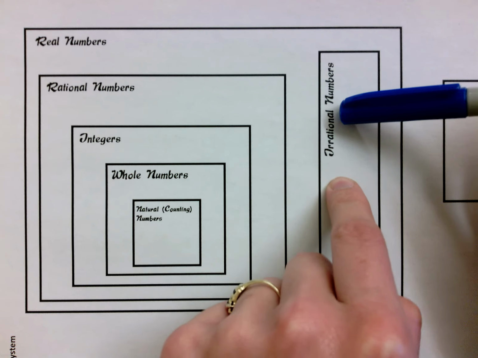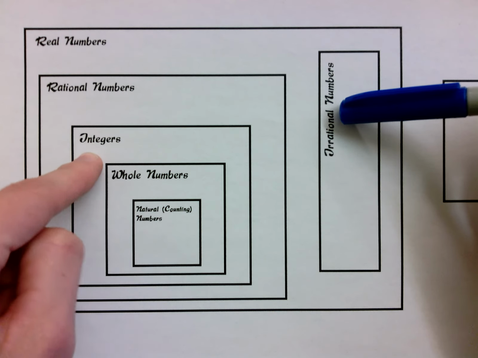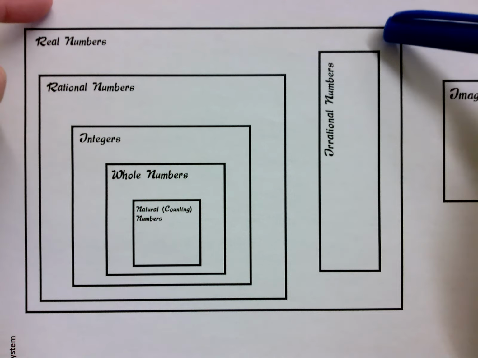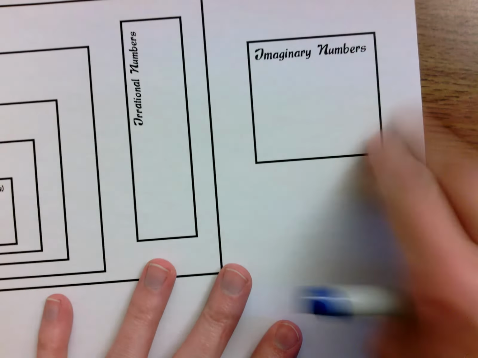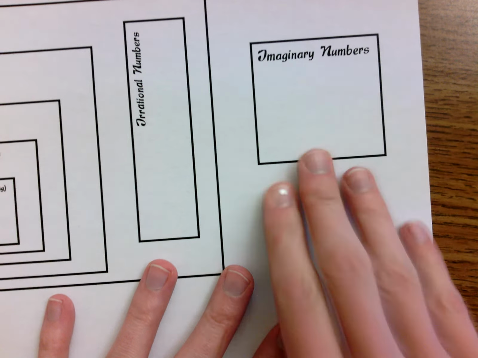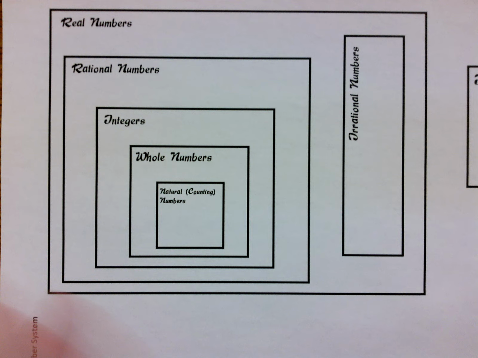Irrational numbers, right? Not the same thing as integers. They're separate, but both are real numbers because they're both in here. And then we've got these imaginary numbers over here chilling out by themselves. Yeah, we're going to talk about imaginary numbers today. Okay, so now that we've established that, let's talk about these different ones.